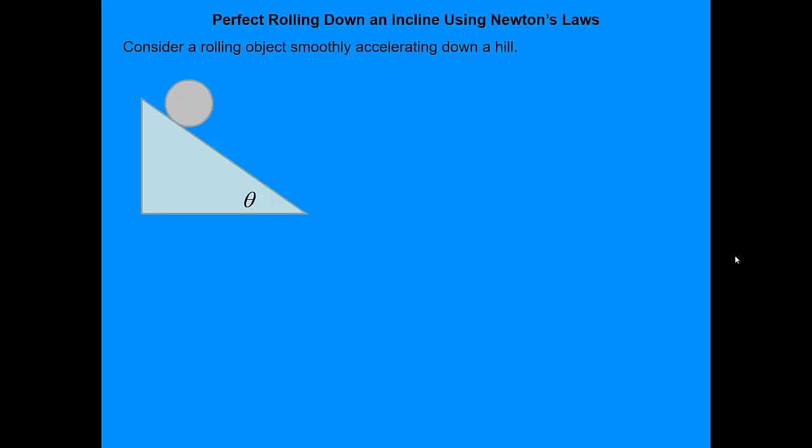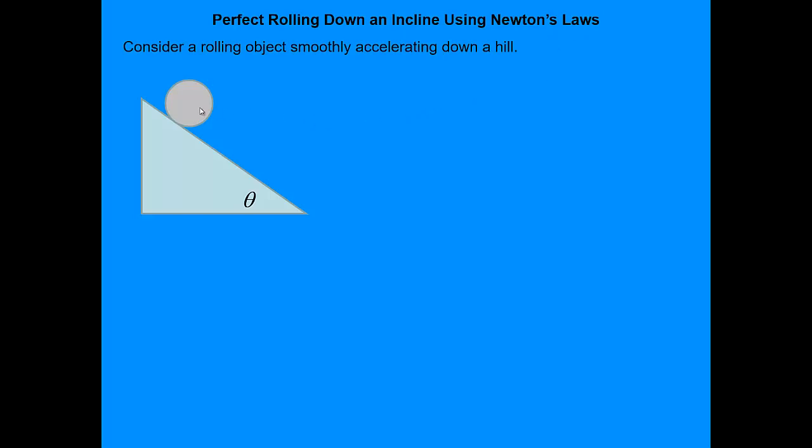Hello everyone. So today what we're going to talk about is objects that are perfectly rolling down an incline. Now there's a couple of ways to approach this. In this video we're going to use Newton's laws. In the next video we're going to use energy.